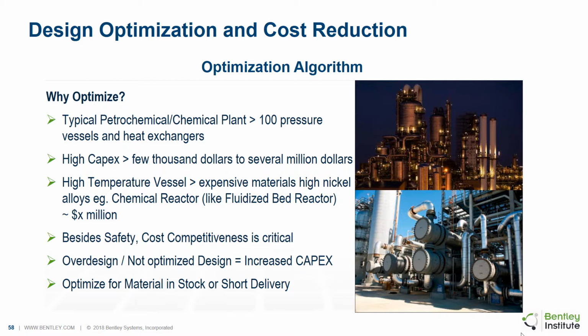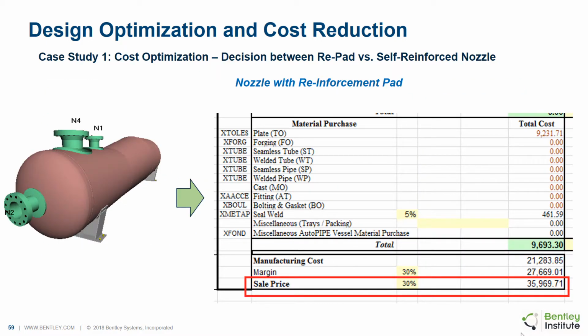Hence, besides safety and durability of the equipment, cost reduction of static equipment including pressure vessels is very critical. Over-designed equipment or equipment not optimally designed translates directly to increased capex and longer break-even periods for investors. Optimization is also essential for material in stock or short delivery requirements. Now here is a case study that discusses how, in the design phase, common assumptions by the designer may lead to higher final cost of equipment, and how this can be easily avoided using AutoPIPE Vessel.